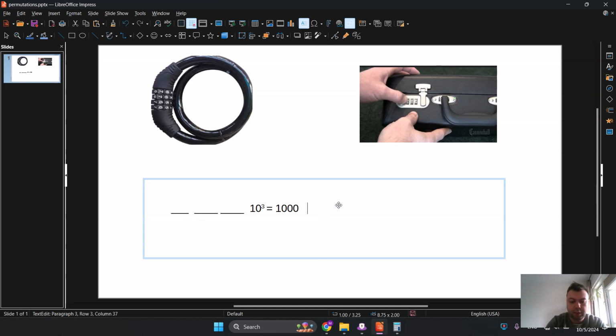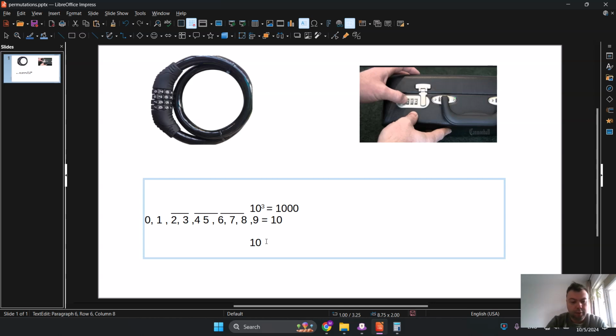We have digits 0, 1, 2, 3, 4, 5, 6, 7, 8, and 9. So altogether it is 10 digits. That's why we raise them to the power of 3, according to variation with repetition. This is the formula for variation with repetition. And for the lock with 4 digits, it will be 10 to the power of 4, of course, because we have more places here. We have 1, 2, 3, and 4.